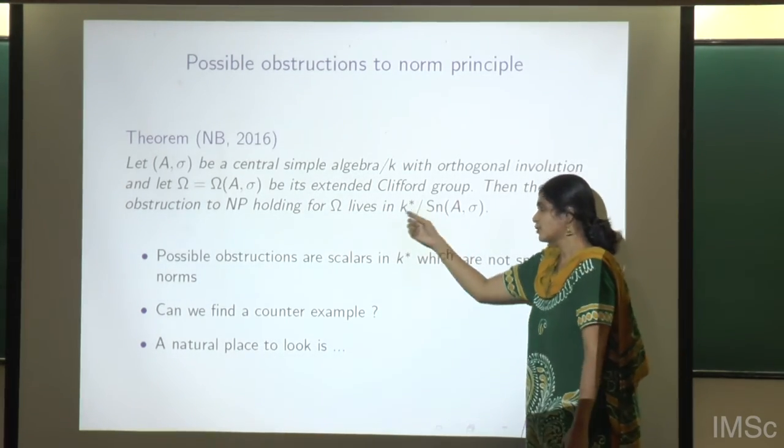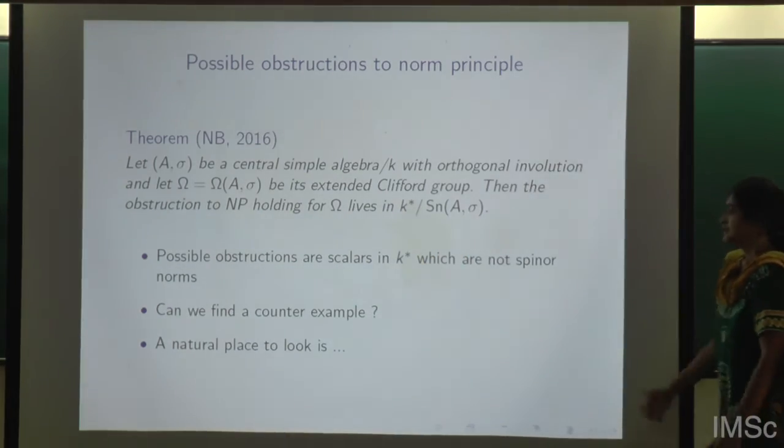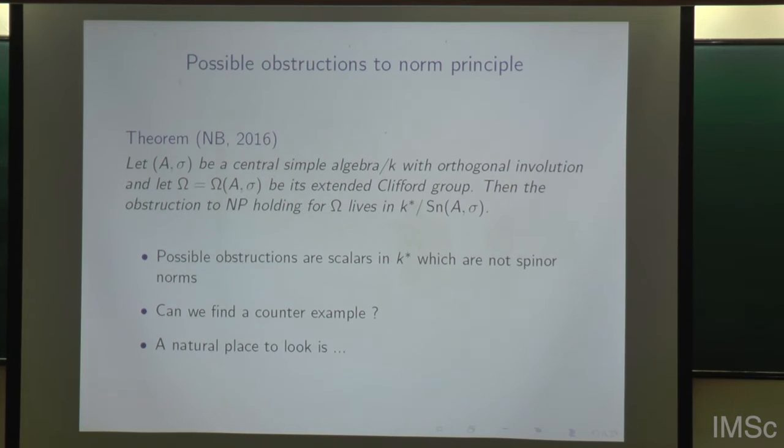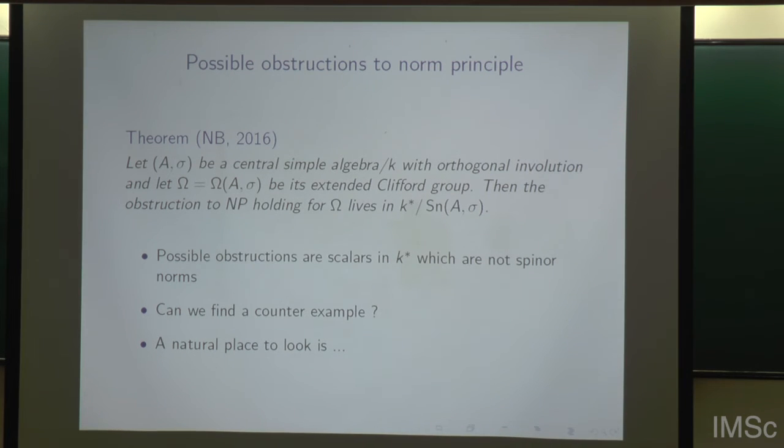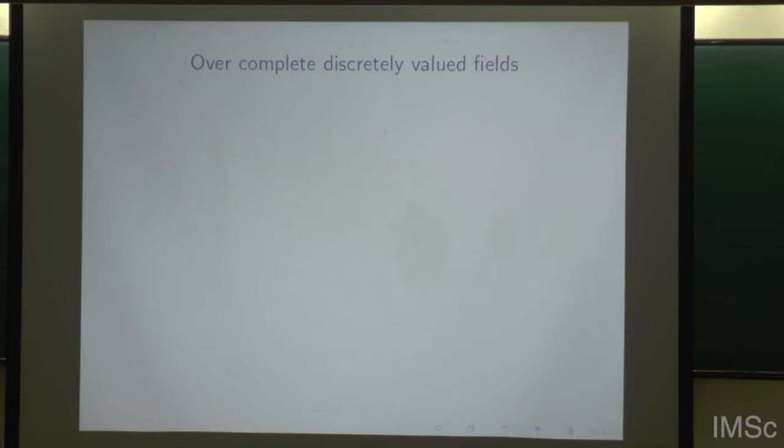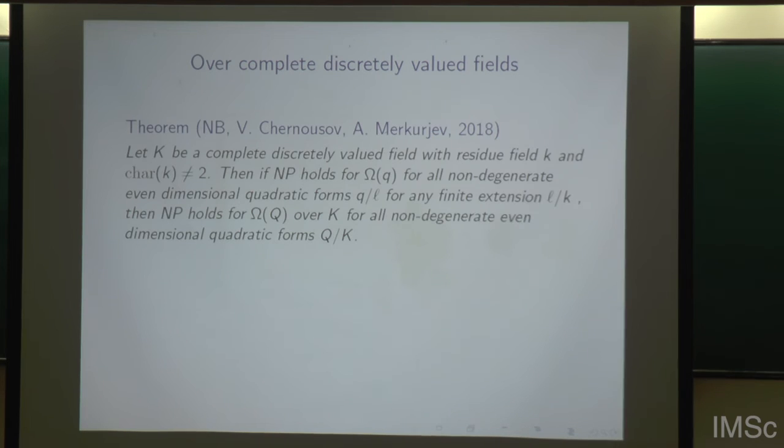Actually, if the norm principle doesn't work, okay, so really the possible obstructions are in K star mod spinor norms, and then after a point you give up and say, well, maybe it doesn't work because it's not true, right? So can you find a counterexample? And of course, a natural place in this kind of area is to work over complete discrete valued fields, right? So you could try to go up one level and see whether you have an obstruction there or not. And this is the recent result, joint work with Chertozov and Merkuriev.